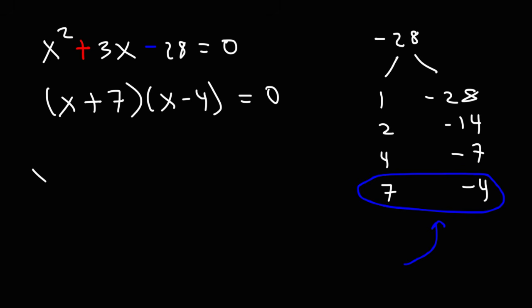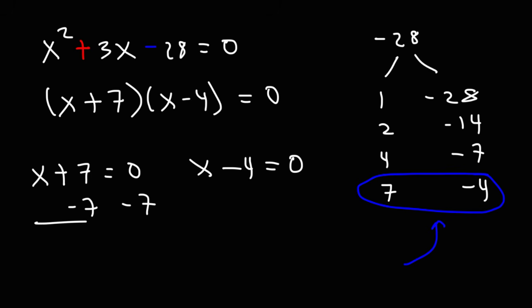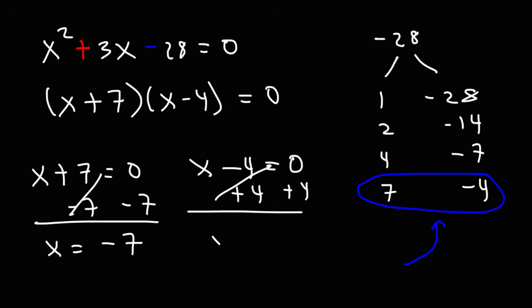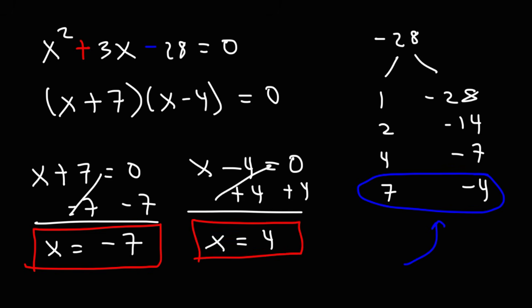Now let's set each factor equal to 0. Let's go ahead and solve this equation. So first, let's subtract both sides by 7. And this will give us the first answer, x is equal to negative 7. And for the second one, if we add 4 to both sides, we get x is equal to 4. So we have our two possible solutions: x is equal to negative 7 or x is equal to 4.